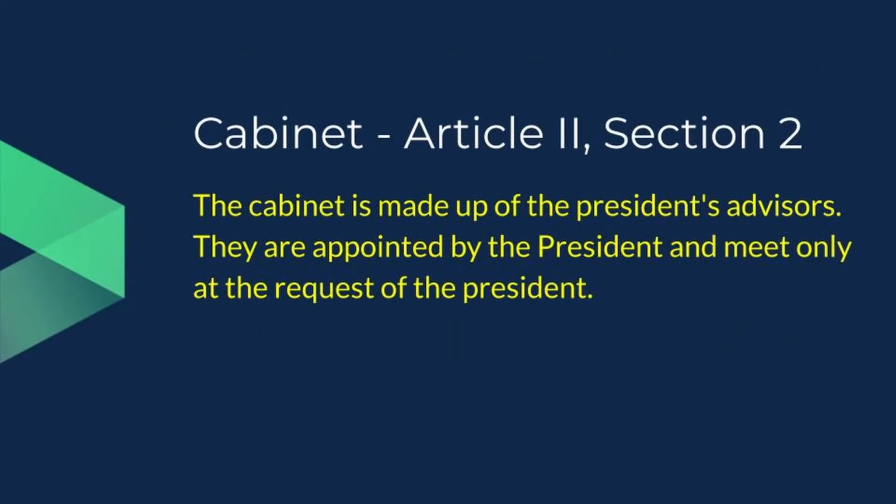Cabinet. Article 2, Section 2. The Cabinet is made up of the President's advisors. They are appointed by the President and meet only at the request of the President.